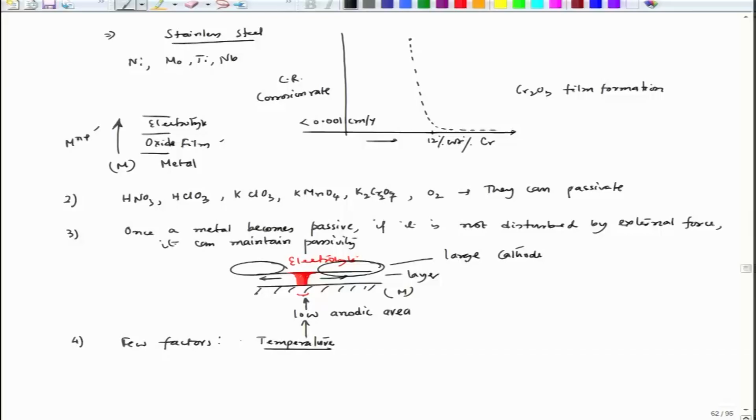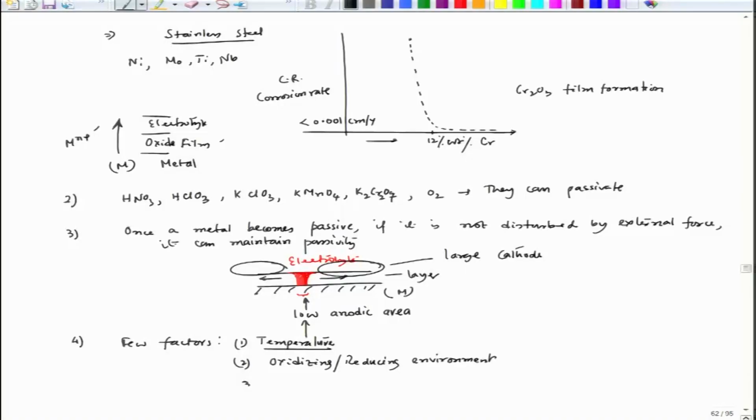And then, oxidizing or reducing environment. Of course, if it is oxidizing, that environment has oxidizing power. In many cases it can increase the corrosion rate. For example, if we add an oxidant like FeCl3 in HCl, the corrosion rate of zinc increases manyfold.